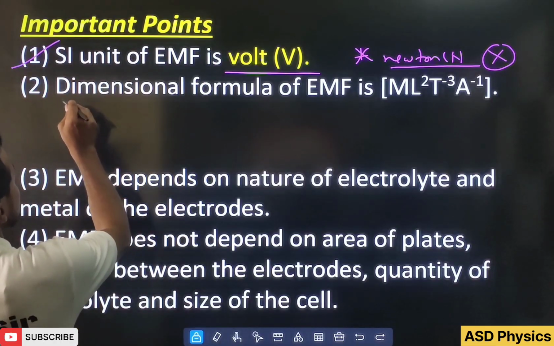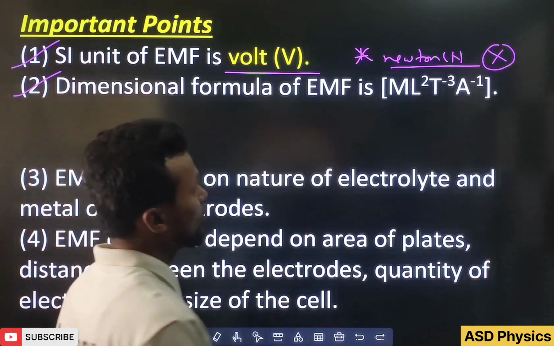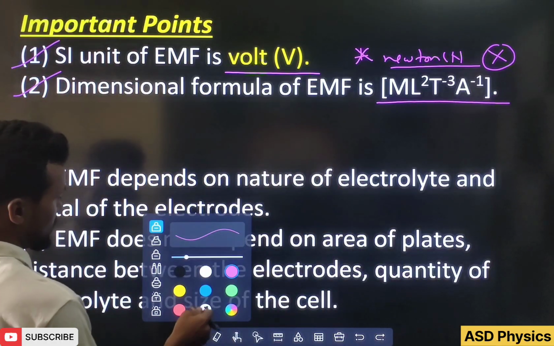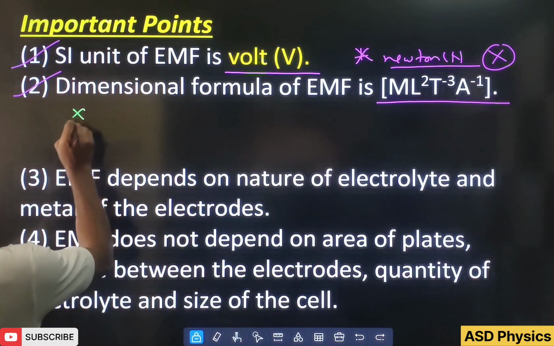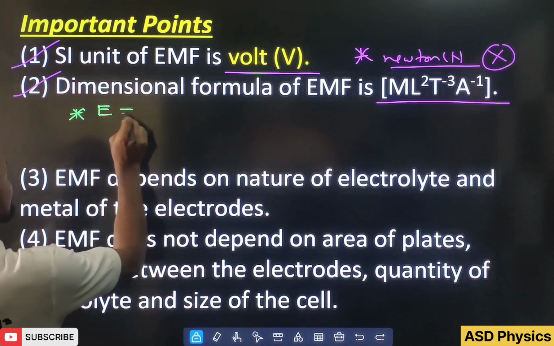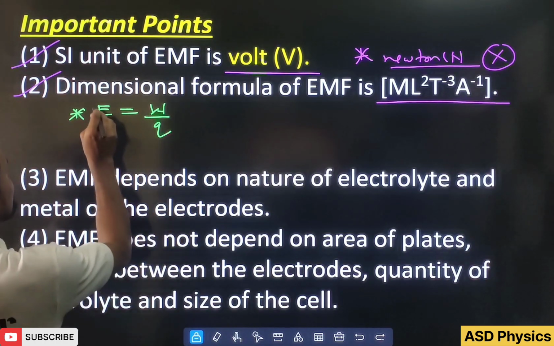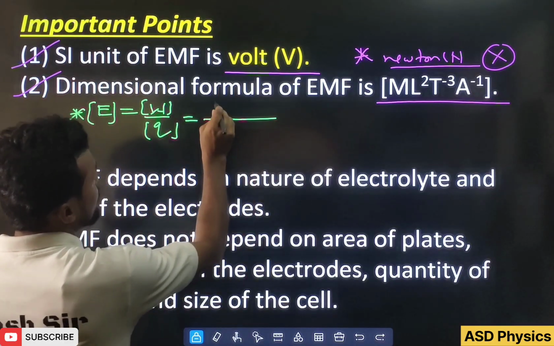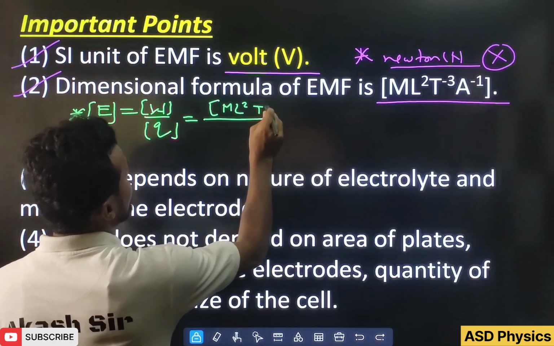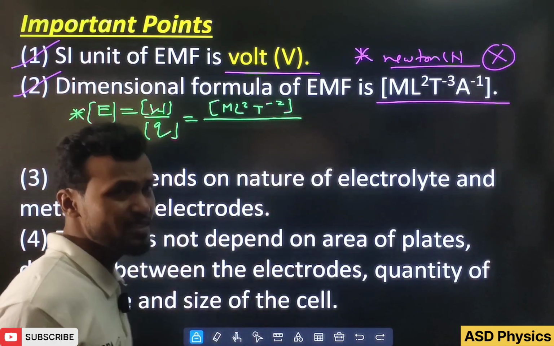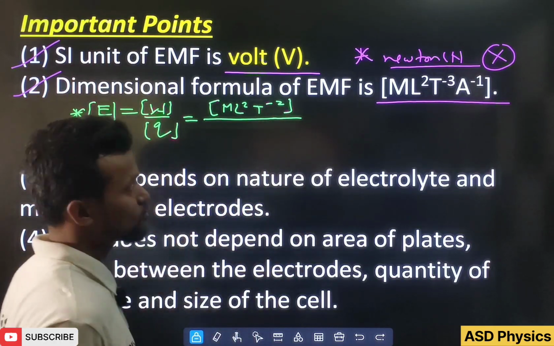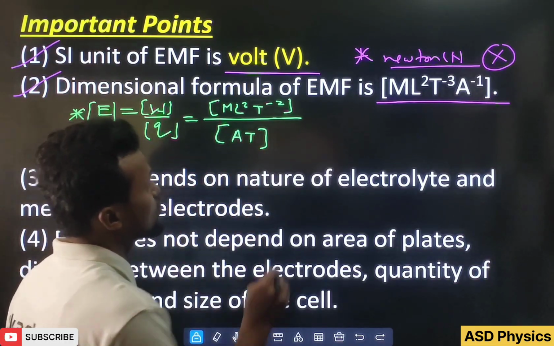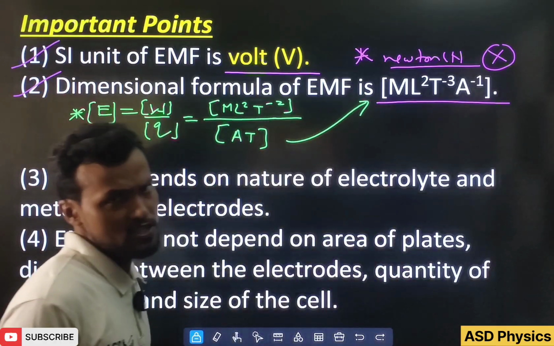After that students, the second one, the dimensional formula of EMF is this one, M L squared T power minus 3 A power minus 1. But here the thing arises, how we will get it? You know the formula E equal to W by Q. No need to mug up the dimensional formula, we should know how to derive it. W means work, dimensional formula M L squared T power minus 2, whether work, energy, torque, same, M L squared T power minus 2. And charge means what? The charge is A T. So students, when you simplify this, you will get this dimensional formula.